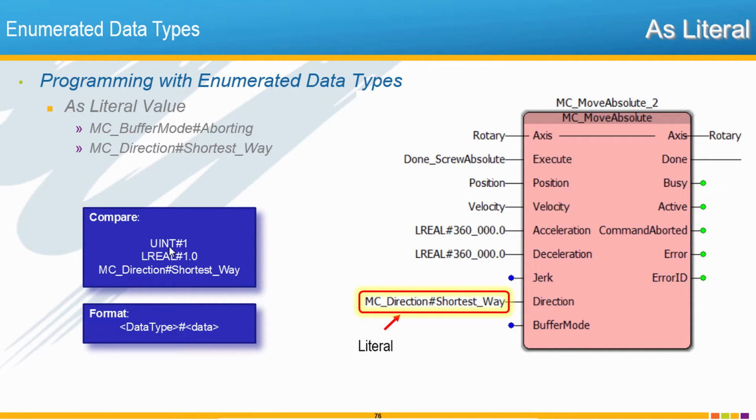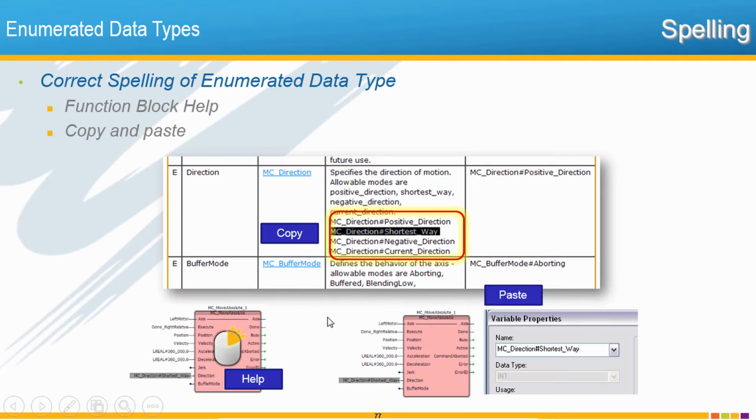Compare such as unsigned integer #1 or lreal #1.0. And so MC direction pound shortest way follows that same format, which is the data type, pound, and then the data. The easiest way to handle these then in your code is to open up the help with a right click and then copy the option that you want and paste it in as the variable name. This way it's a lot easier to avoid mix-ups due to just spelling it wrong or forgetting the underscore.